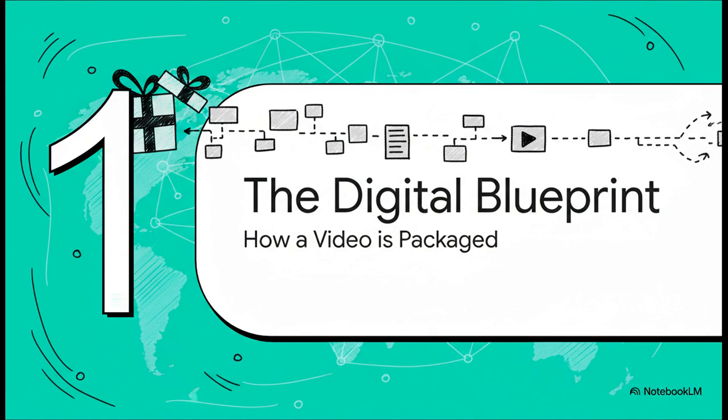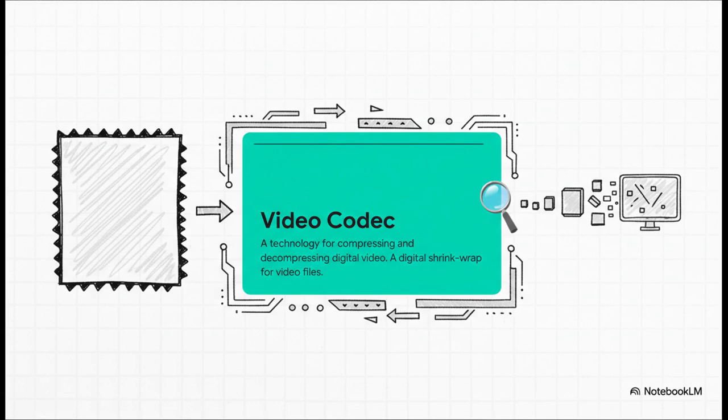So our journey starts with the most fundamental piece of the puzzle, the digital blueprint. How is a video file even packaged up so it can make this incredible journey across the internet in the first place? Well, the secret ingredient here is something called a video codec. You need it because, get this, uncompressed video files are absolutely gigantic. So a codec is kind of like a super intelligent digital shrink wrap. It compresses the file down to a size that's actually manageable for streaming, and then your device decompresses it on the other end so you can watch it.